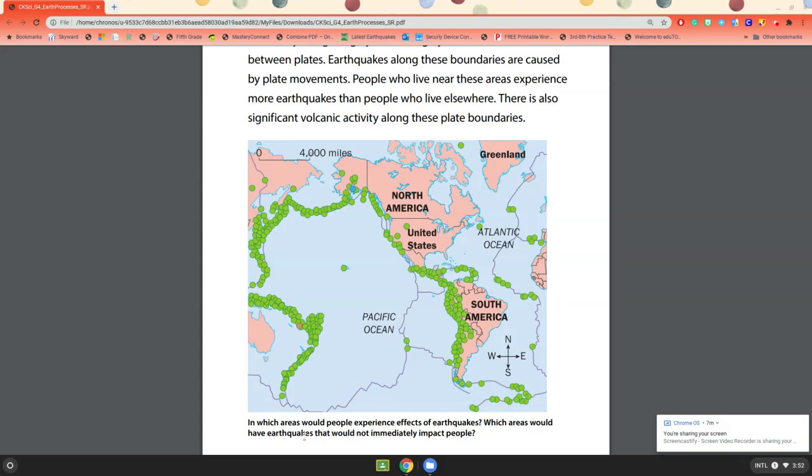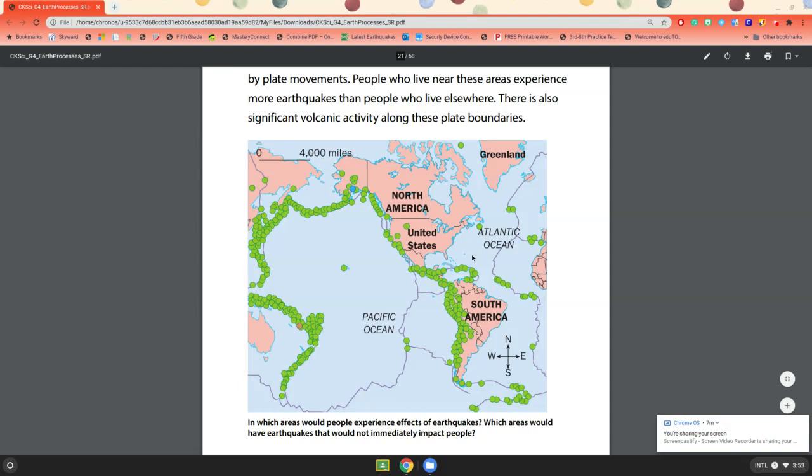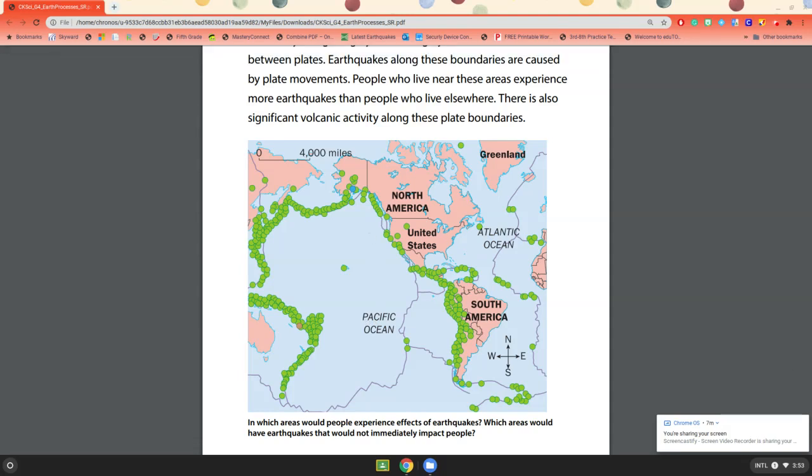Which area would have earthquakes that would not immediately impact people? Well, you have like the eastern United States over here, places over in this area. But just because they're not in this area doesn't mean that they can't be impacted by an earthquake. Earthquakes can happen anywhere.